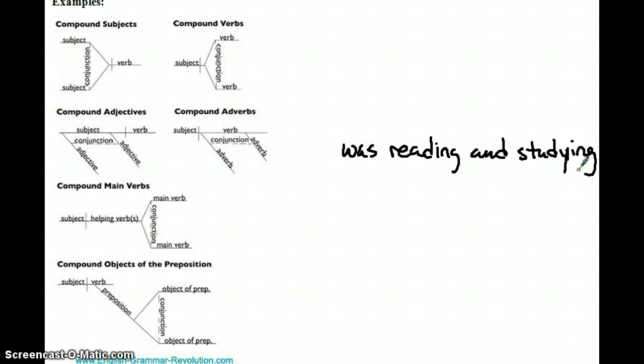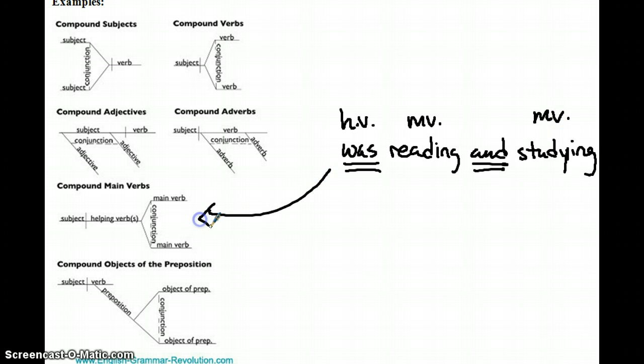We know that was is a helping verb, and then reading would be a main verb, but now we have a conjunction and another main verb. Well, you can see in our example here that the way that's diagrammed is we keep the helping verb that applies to both main verbs, you were reading and you were studying, on one line, and it splits when it gets to the main verbs. So just be aware of that.